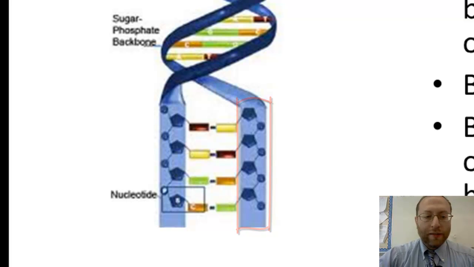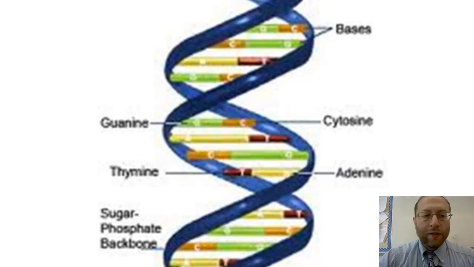We've got 2 chains there, and it goes sugar, phosphate, base, sugar, phosphate, base. With 2 strands, DNA is double-stranded, and it coils like a spiral staircase. So we actually call that a double helix.